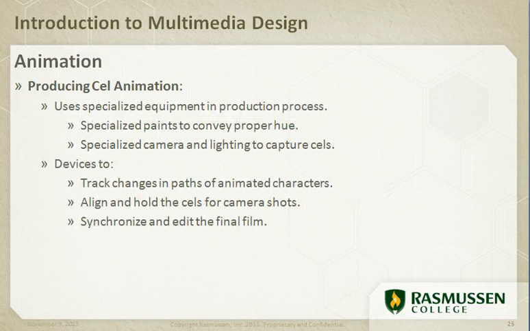Also, with producing cell animation, we need to think about the equipment that was used in the process. There were specialized paints to convey proper hue, specialized camera and lighting to capture the cells. We used devices to track changes in paths of animation, align and hold the cells for camera shots, and then synchronize and edit the final film. Lots of work was done to pull an animated feature together in respect to cell animation.